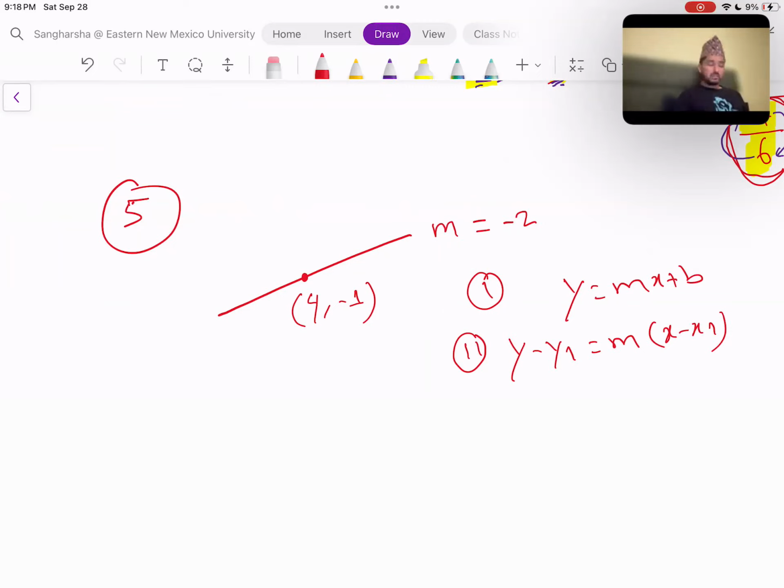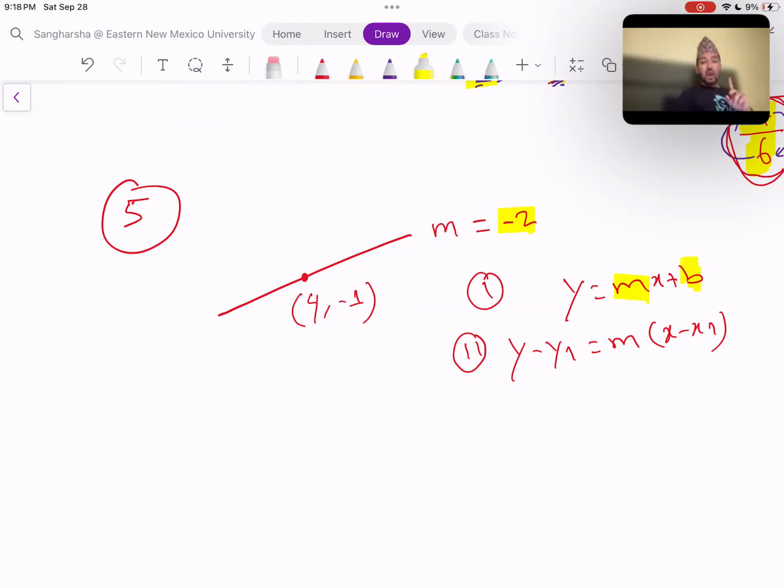What do you think? Which option is the best option for us? The first. Okay, now if you want to use the first, what are the unknowns? So slope is unknown, but we are given slope -2. The next unknown is b, which is the y-intercept. Now, do we have a y-intercept for this line?